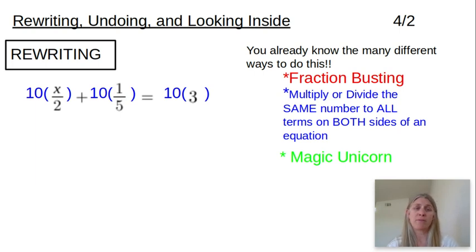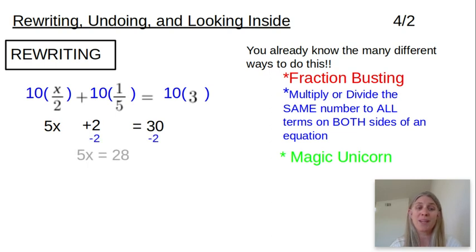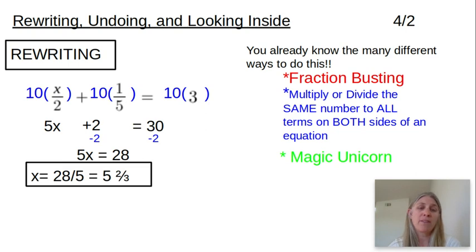Now we're going to go ahead and simplify. We take the denominator, ask how many times it goes into the numerator, and then multiply it by what's left in our parentheses. So 2 goes into 10 5 times, and 5 times x is 5x. For our second one, 5 goes into 10 twice, and 2 times 1 is positive 2. And lastly, there's no denominator, so we just have 10 times 3, which is 30. At this point, we just solve normally, subtract 2 from both sides, 5x is 28. Divide both sides by 5, and we get 28 fifths, or 5 2/3 for our problem.